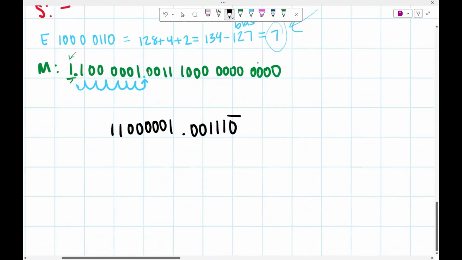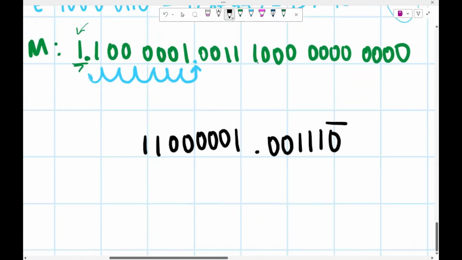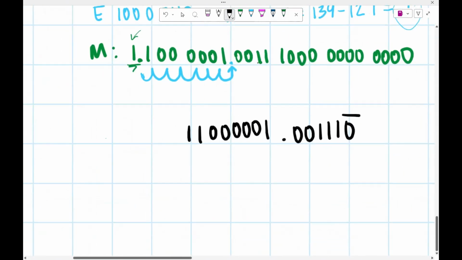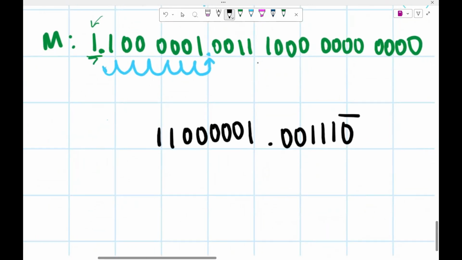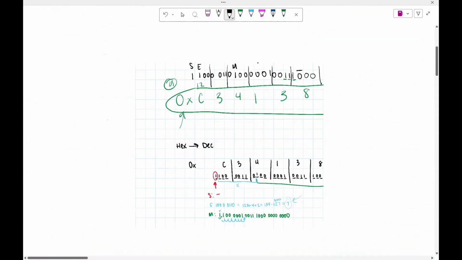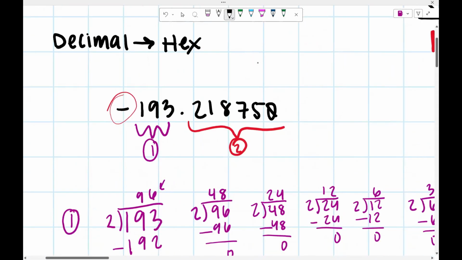Okay, so now that I have my binary set up like this, all I really have to do is use that scale position notation method. So over here, this would be 1. This would be 2, 4, 8, 16, 32, 64. And then this one's going to be 128. Okay, so that is all equal to 193. That's a good sign, because remember, we're trying to get this number that we had before.